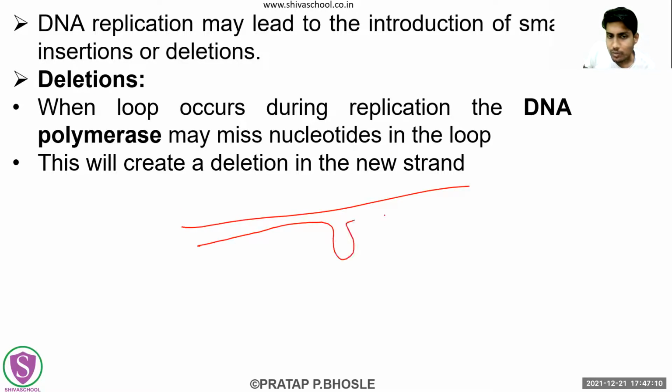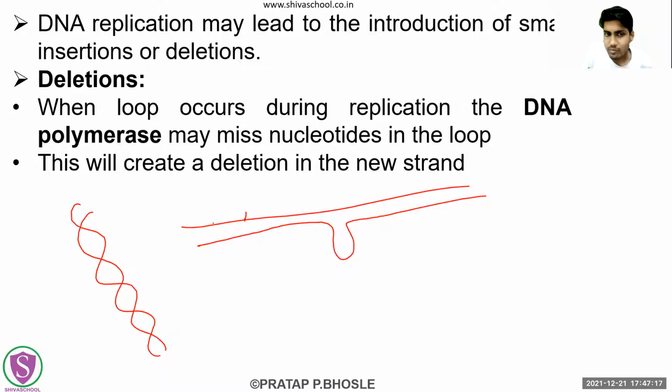If there is some looping part, suppose this is the DNA strand. Earlier it was like this, right? But for replication it will get decoiled. उसका decoiling होगा ना. But some part of that DNA might get looped like this. ऐसा होगा उसका looping. Now, whenever DNA polymerase will try to replicate that, तब क्या होगा? These nucleotides which are in that loop will be missed by that polymerase. अभी इसका exact diagram कैसे हो सकता है? Let's see.